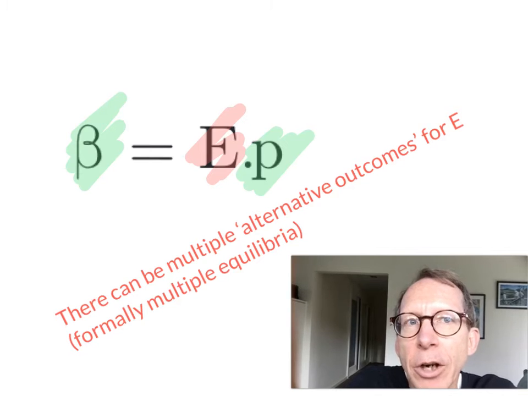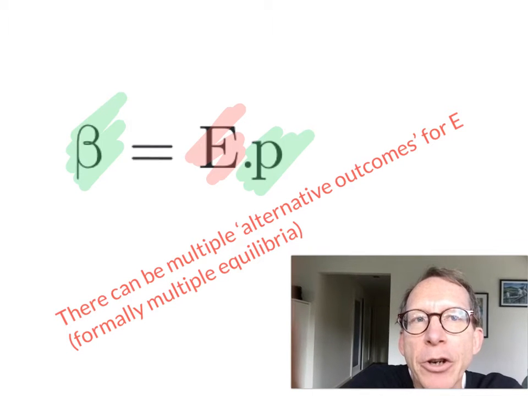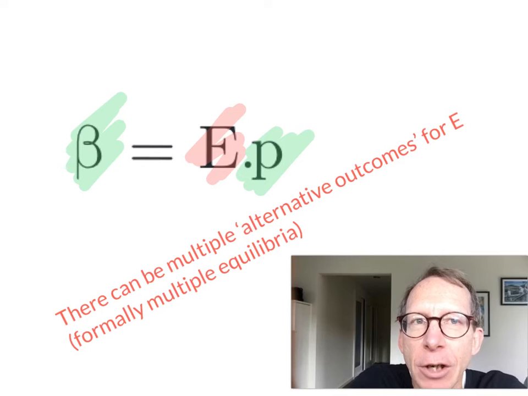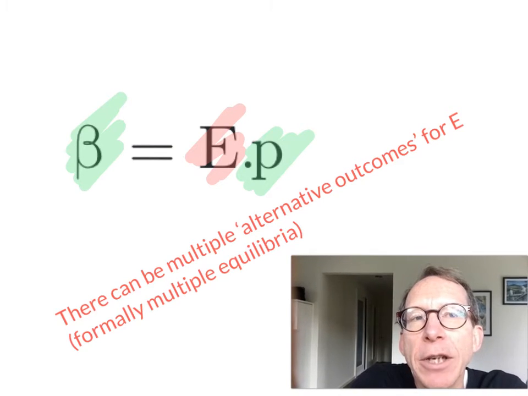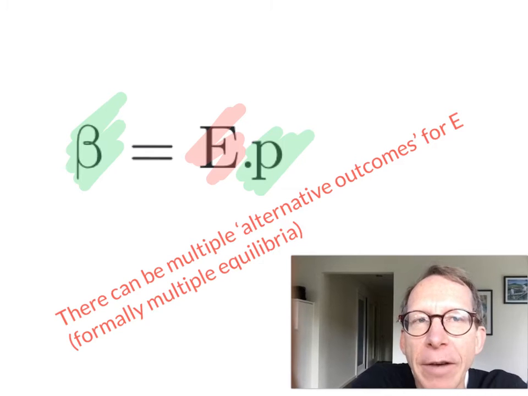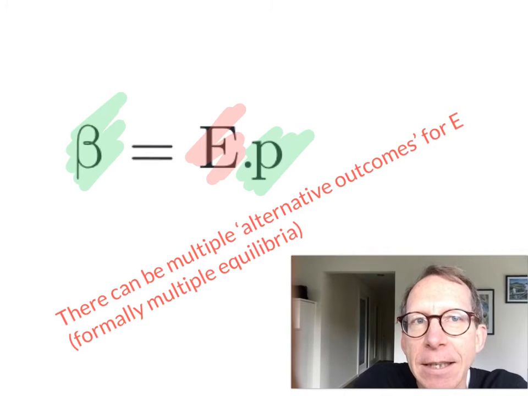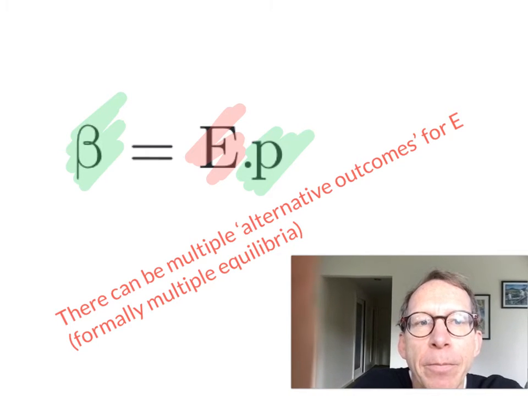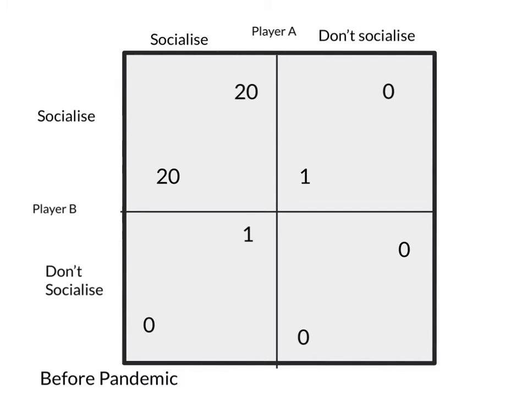In this video, we're going to go a bit further. We're going to show that not only is E endogenous, but there may not be just one simple, easy to solve outcome for the level of social interaction and therefore the level of E. We're going to look at situations where there are multiple alternative outcomes that can exist in society, what economists call multiple equilibria. To see this, I'm going to start off in the situation before the pandemic.